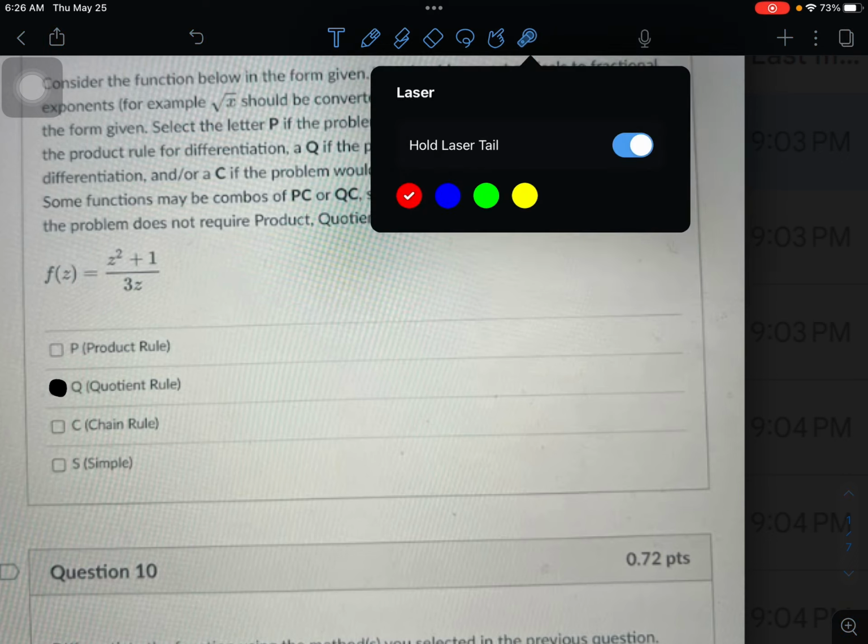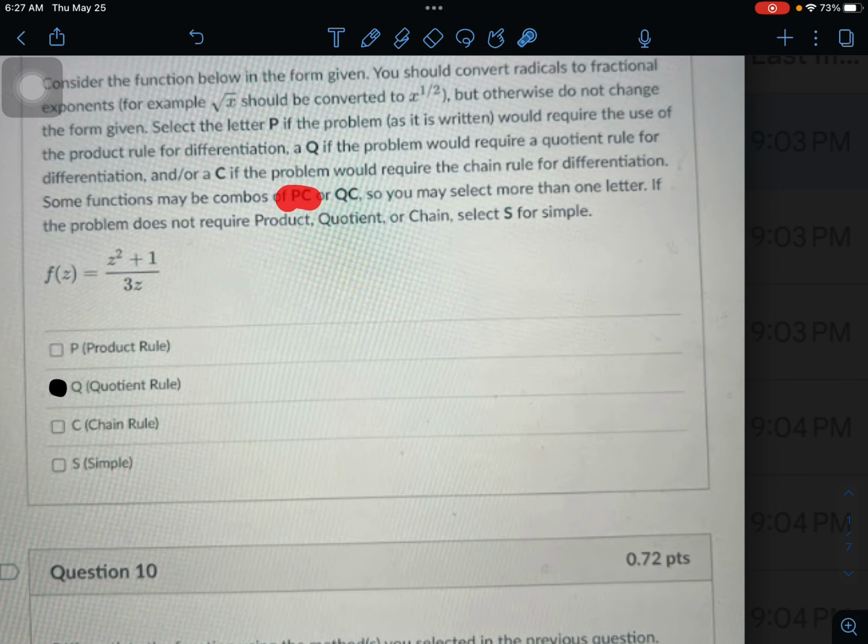And let's see, we can also do combinations. It says we can do PC or QC. And right here, so I know it's the quotient. I know it's not the chain because there's not one function inside another. Product rule, that's interesting because technically this on the bottom, I mean, you could see it as an application of the product rule. 3 times z is a product. And if you were to use the product rule on 3 times z, you would get the right answer. It is a product. Product multiplication. 3 times z is a product.